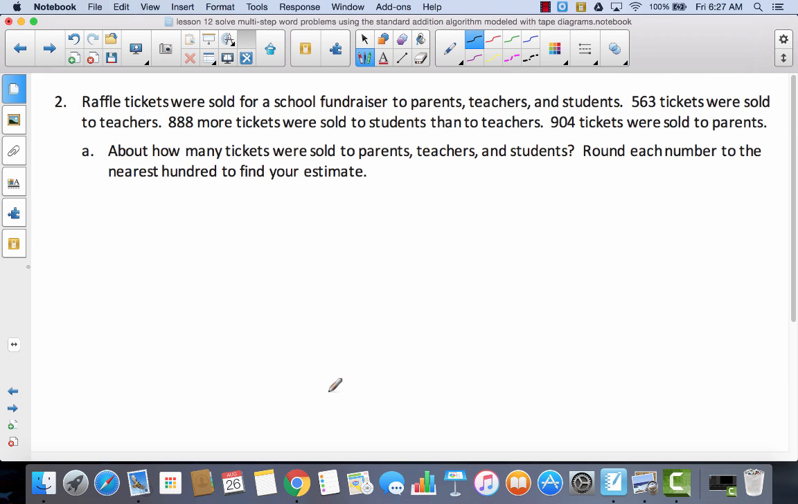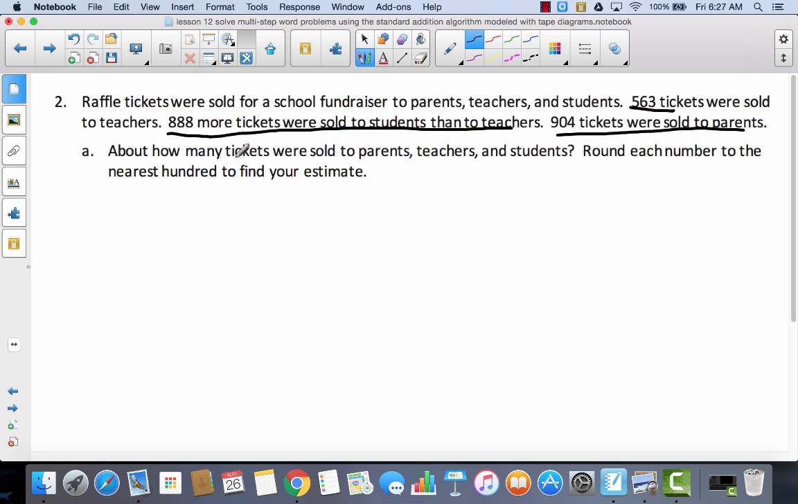Raffle tickets were sold for a school fundraiser to parents, teachers, and students. 563 tickets were sold to teachers. 888 more tickets were sold to students than teachers. 904 tickets were sold to parents. So I've got 3 numbers here. 563 tickets were sold to teachers. 888 more tickets were sold to students than teachers. And 904 tickets were sold to parents.